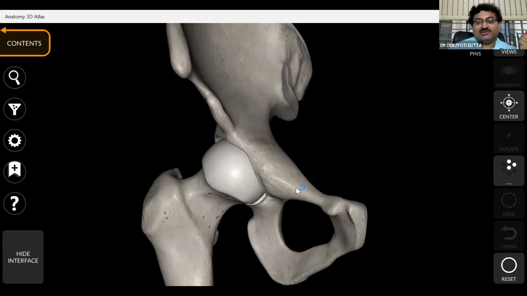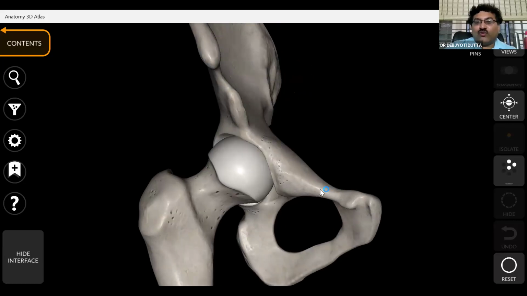Any idea? Please, it may be wrong, but try. Okay, no one is trying even. So this is the iliopubic eminence. That means previously there were two bones, now they are one, and this rough area represents the iliopubic eminence.